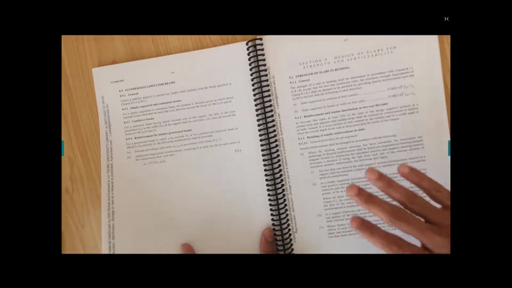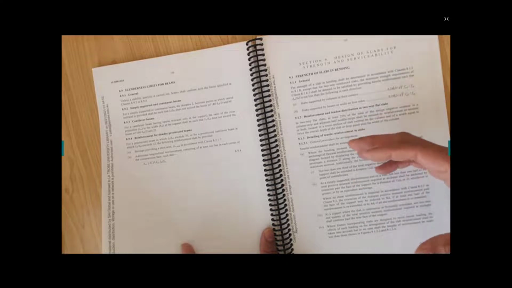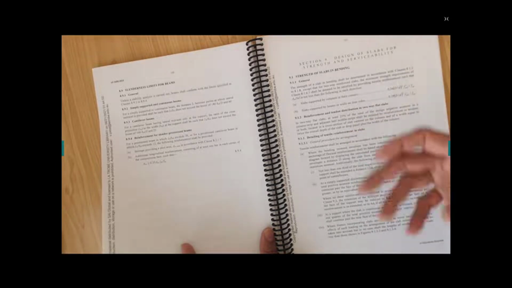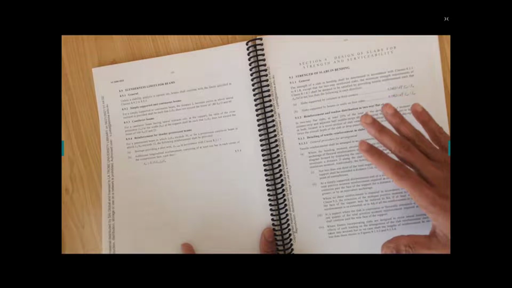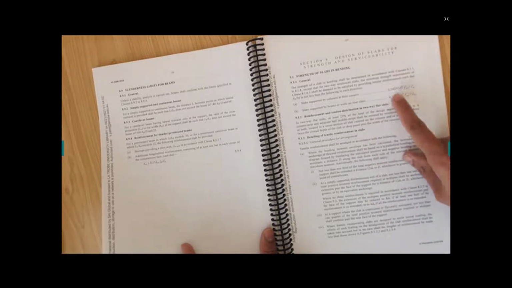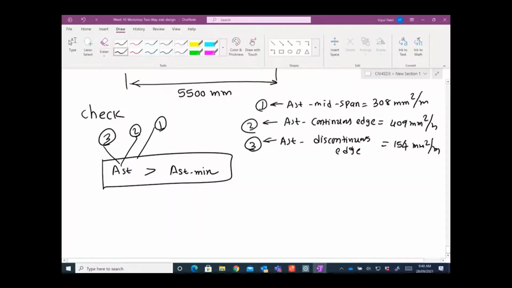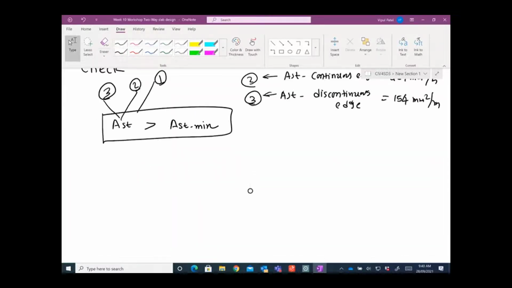If you argue that my moment is too low, I don't need any rho, no, there is no argument here. Straight away, very hard line, that 0.19 you need to have, that Ast minimum in your design. So let's calculate that Ast minimum.